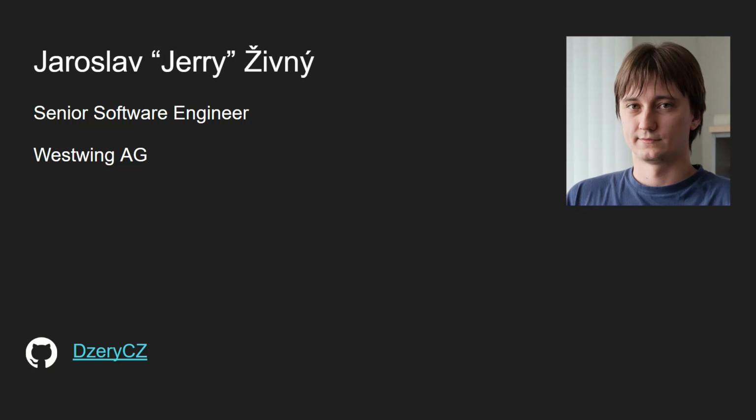My name is Jaroslav Živný. Nobody can remember it, so everybody calls me Jerry. I'm a senior software engineer here at Westwing. I'm mostly working with PHP. I'm mostly a backend developer, but I'm a member of the CAP, Checkout and Payment team. And in the last half of a year, we were responsible for creating an application and putting it into Kubernetes. And it was our first application in the company.